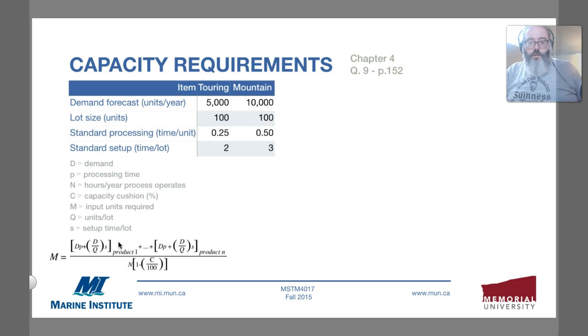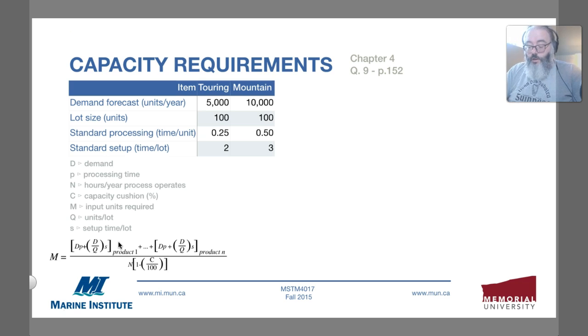All right, so right here I've just included the table from the question and the formula and some of the definitions. So we can see D is our demand, P, lowercase p, is our processing time. We have N, the number of hours per year that the process will operate, the capacity cushion, the input units required, and that's right out of the book. That's essentially the number of workstations. That's the answer we're looking for. And then the units that are made in each lot, and of course that's shown up above, the lot size, and the setup time per lot, which is again shown above.